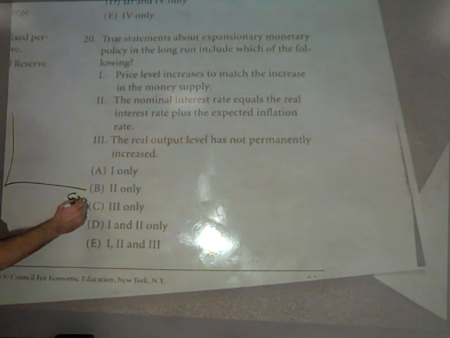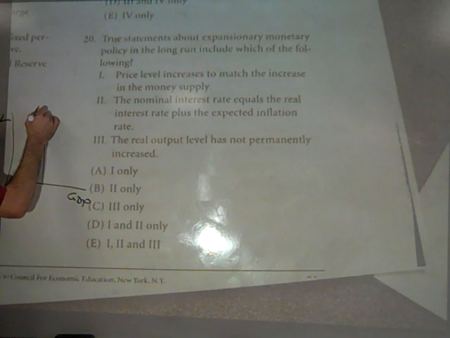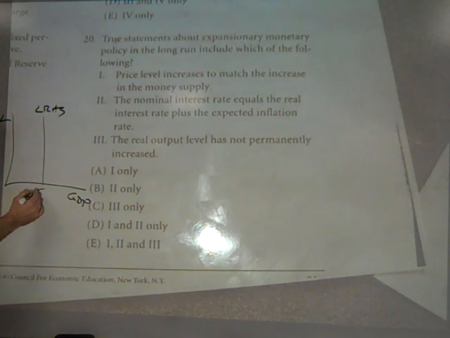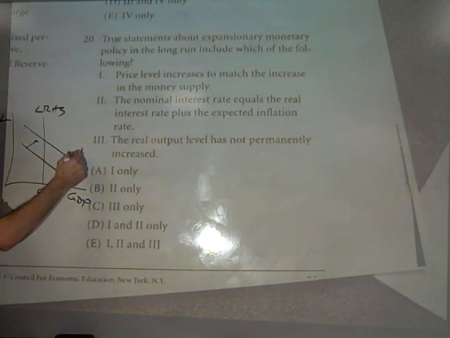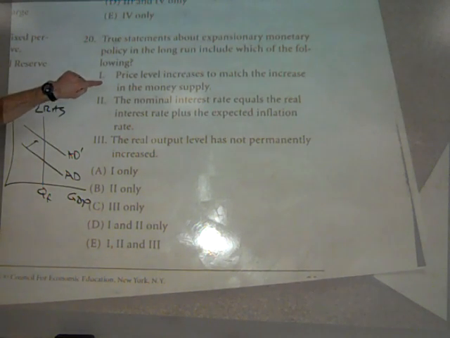If it's the long run and expansionary, I need to draw long run aggregate supply, I guess. It's vertical at full employment GDP, the amount of GDP that causes us to be fully employed. And expansionary monetary policy, I guess, would move aggregate demand to the right. Okay. Price level increases to match the increase in the money supply. I don't know. Maybe. It sounds like it's good, but I don't know.